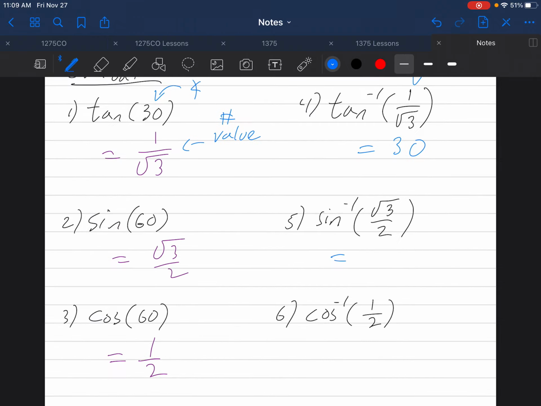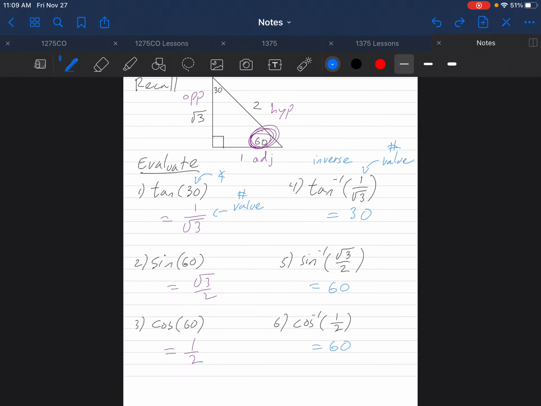So if we want to find the inverse sine of radical 3 over 2, since sine of 60 is equal to radical 3 over 2, that means the inverse sine of radical 3 over 2 is equal to 60. And the cosine of 60 equals 1/2, which means that the inverse cosine is going to work the same way. The inverse cosine of 1/2 is equal to 60 degrees.